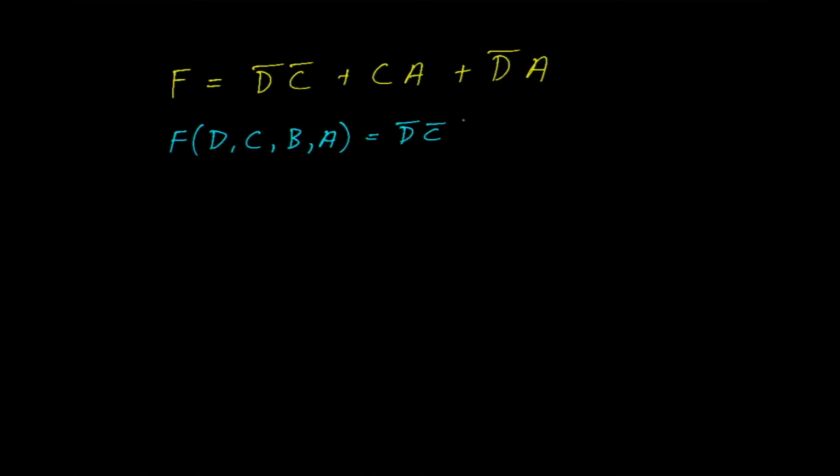Let's start by looking at function F. I'm going to write it here for convenience. To get us started, let's make an assumption. Let's assume that this particular function F has 4 inputs. You'll notice that this input B does not appear in any of the terms. It's almost as if we don't care about B. We could represent the don't care with an X.